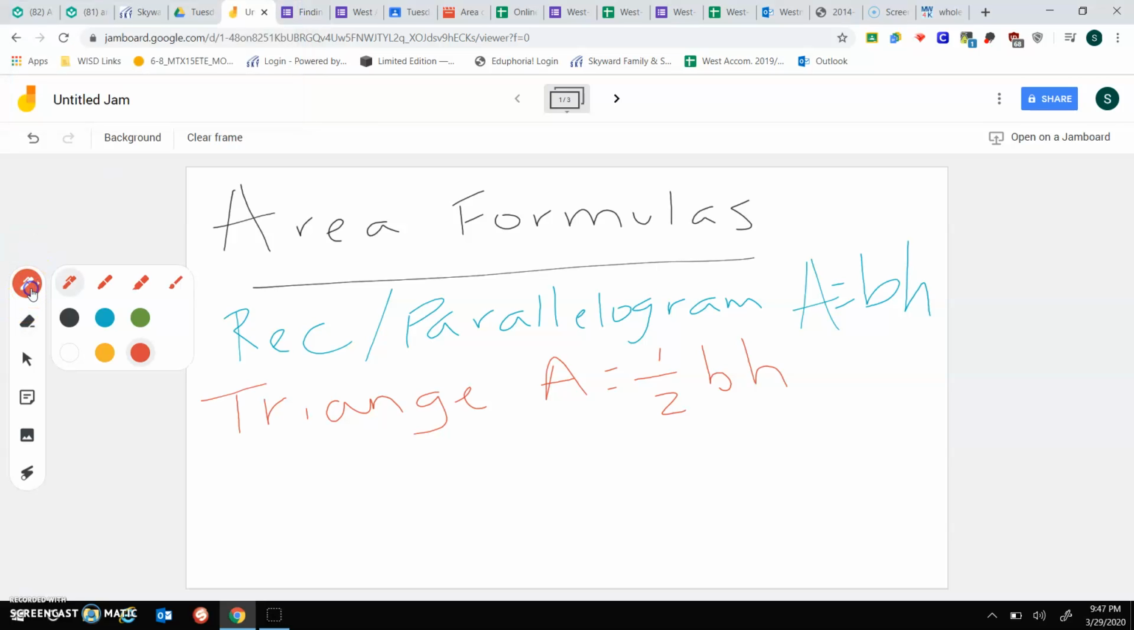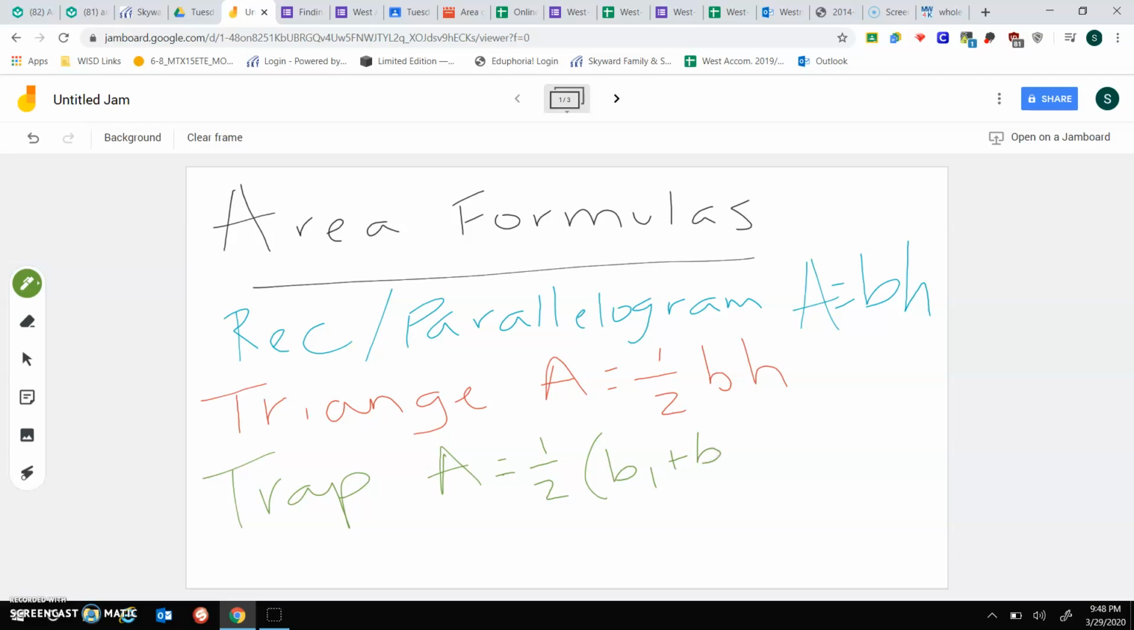Okay, and the other shape that we have learned, we'll do green, is a trapezoid. Just going to put trapezoid. Area of a trapezoid, probably one of my favorites, it's 1/2 base 1 plus base 2 times the height.